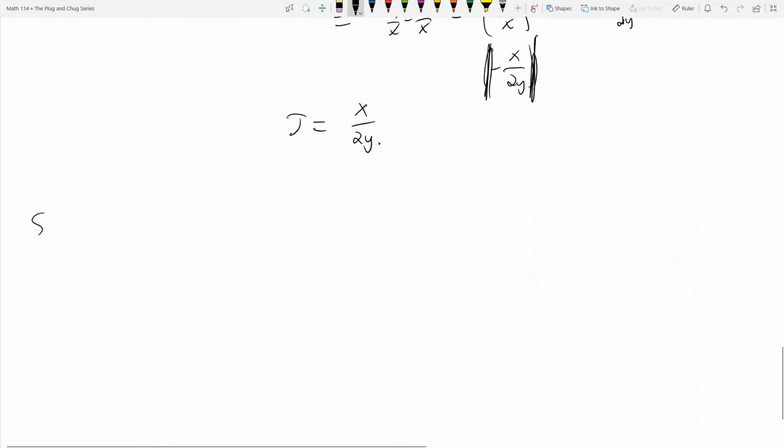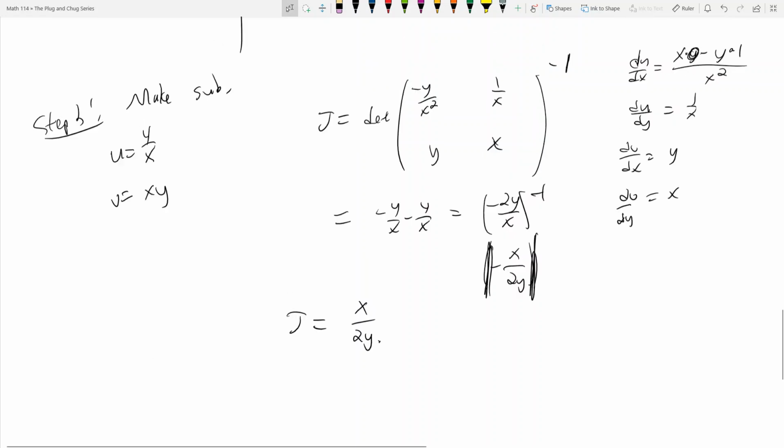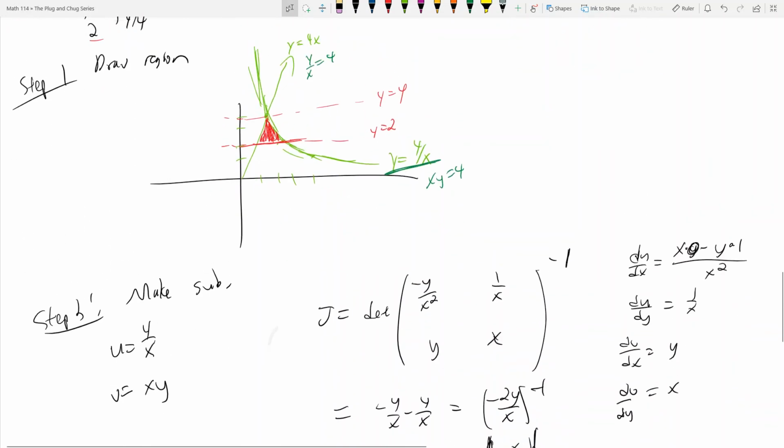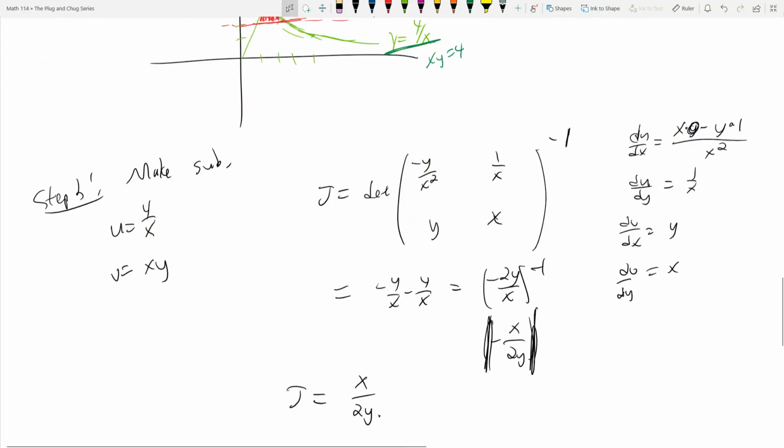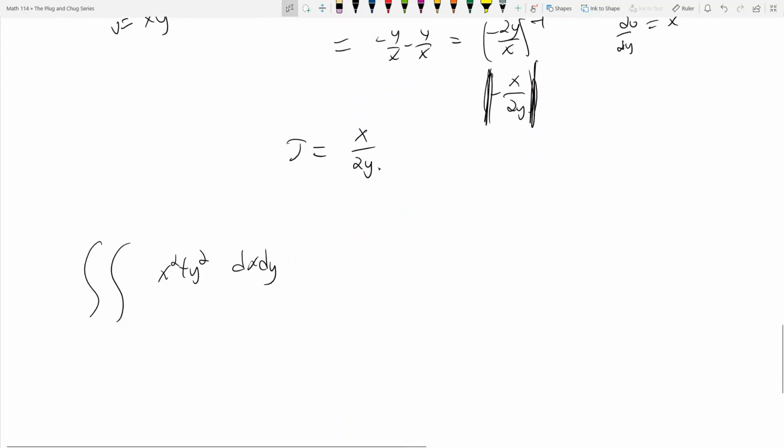So step 3 then is to, so this is still step 2. We got to sub it into the equation. So this first part was just calculating the Jacobian. So now I got a double integral of x squared plus y squared, dx dy. I think it's dx dy. It might be dy dx. Yeah, it's dx dy.